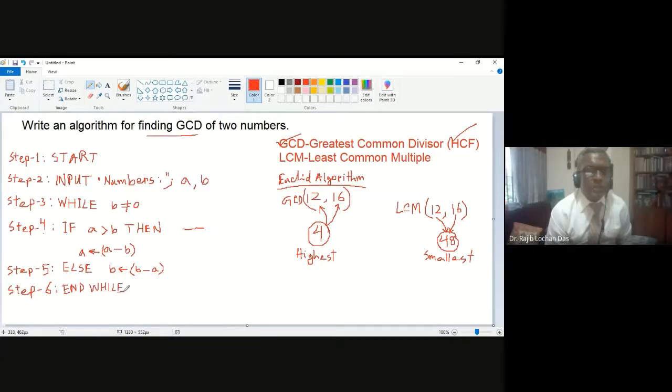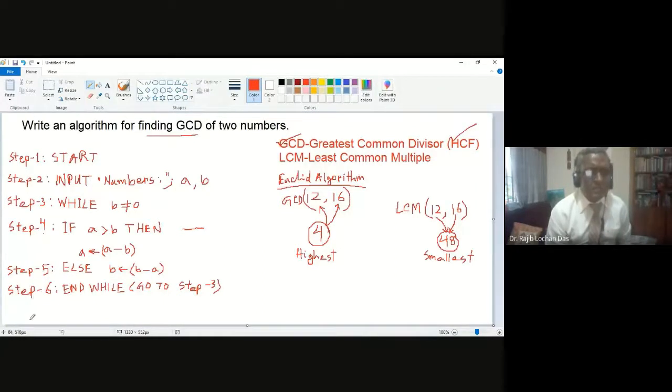So if you write like this, then automatically it will be understood that this will go to step number 3. You can also write go to step 3. That is also all right. So it will go back to step 3, and then it will check whether B is not equal to 0 or not. If it is correct, then it will go to step number 4 and 5 and then repeat.